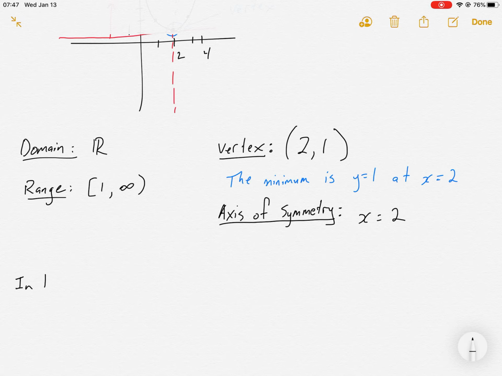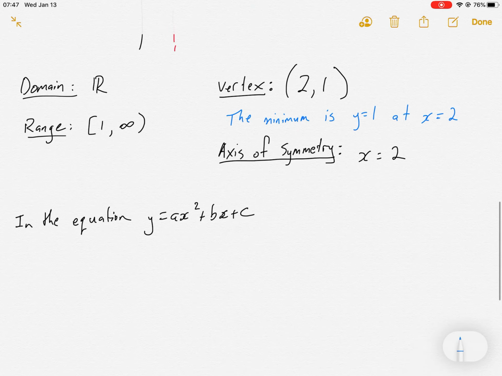So in the equation y equals ax squared plus bx plus c, this was the general form. First of all, a, b, and c are all called coefficients, but in particular, a is called the leading coefficient because it's the first coefficient we see when this is in general form. This concept will come back, so if you're not quite getting this, just know that a is called the leading coefficient. So when I refer to the leading coefficient, I'm talking about a.